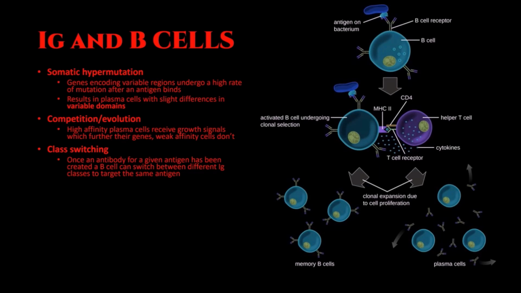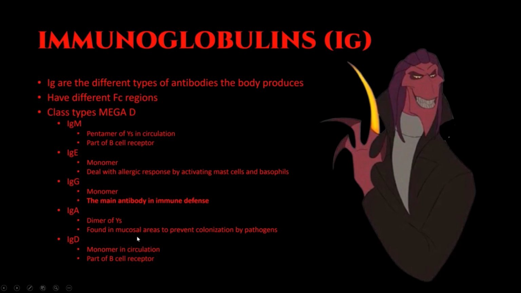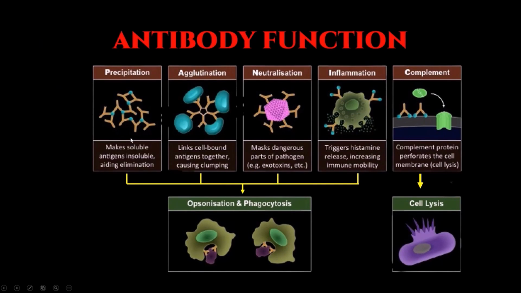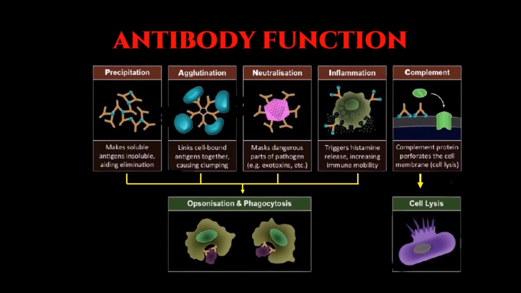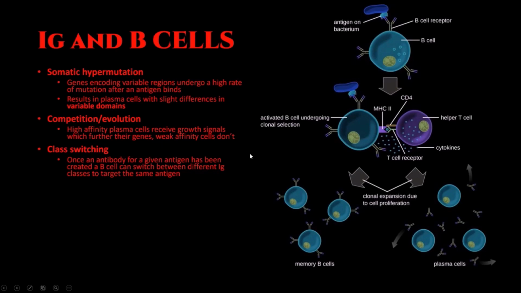Once they have actually produced an antibody for a particular antigen, it can switch between those different classes of immunoglobulins so that it can kind of cover a wide array of other cells that it can bind to and functions that can happen to it. So if it switches to immunoglobulin M, it might be used in agglutination, whereas if it uses immunoglobulin G, it might be used in neutralization, things like that. So that's why class switching is important.